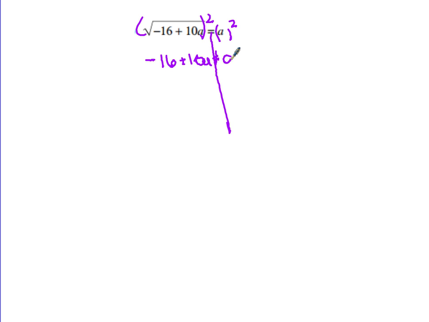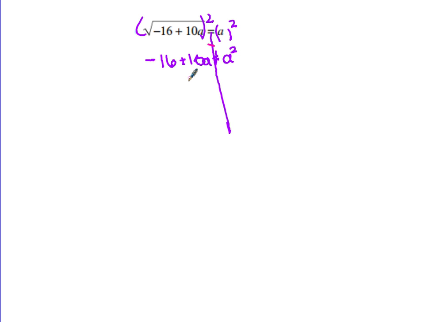When I square this side, remember it gets rid of the radical. And on this side, I end up with a squared. Now I've got an a squared, and that's back to what we were doing before. Whenever we have something squared, we either need to use the quadratic formula or we need to factor it. Either way, it has to be equal to 0 before I can start, so I want to move everything over here to my a squared term.